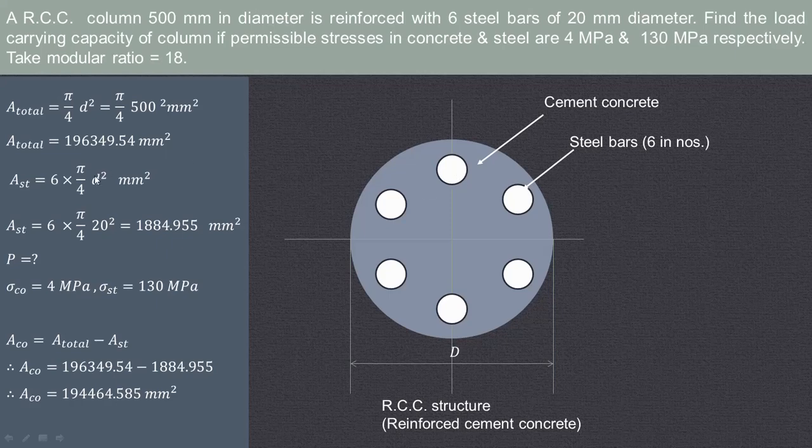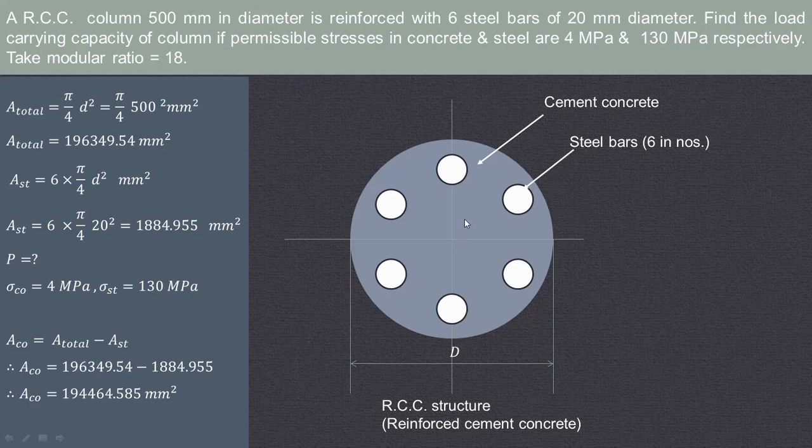So therefore area of one steel bar is pi by 4 d square. Such 6 bars are there. So 6 into pi by 4 d square. So that value comes out to be, and the value of steel bar diameter is 20, so it is pi by 4 20 square. That is 1884.955 mm square. We have to find out the total load carrying capacity of the column.